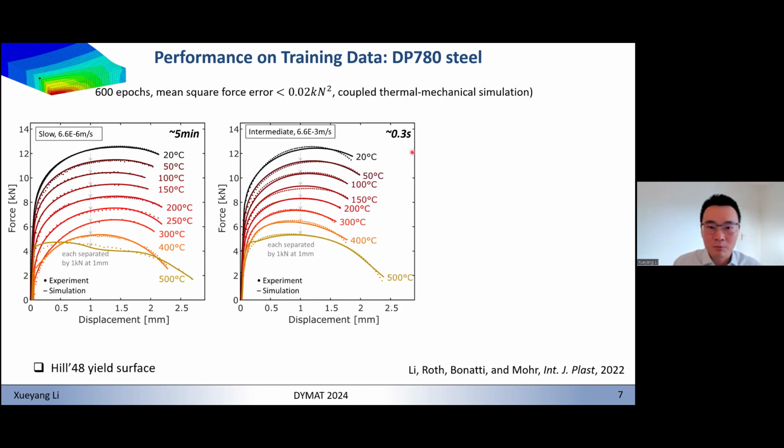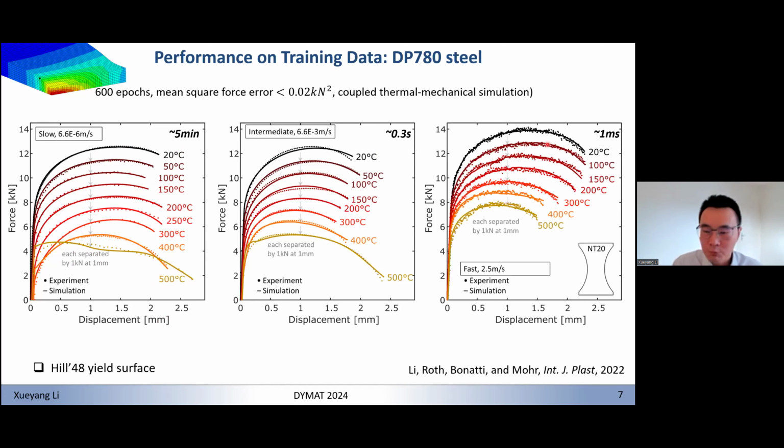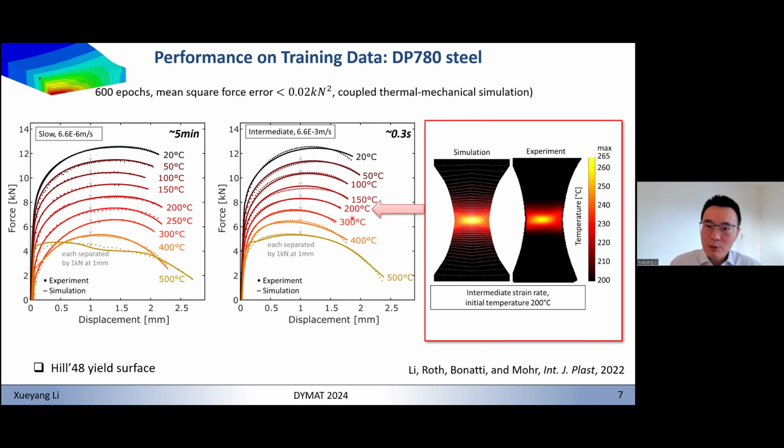The same holds true if we move on to intermediate speed tests, lasting about 0.3 seconds, and high-speed tests performed on the SHPB system, lasting around 1 millisecond. Now if we focus on one test, the intermediate 200°C test that you saw in the video previously, as we perform a thermomechanical simulation, we are able to reconstruct the temperature field, and we see that we match exactly the temperature distribution as well as the peak temperature during the test.